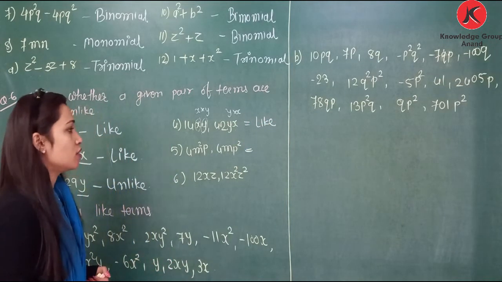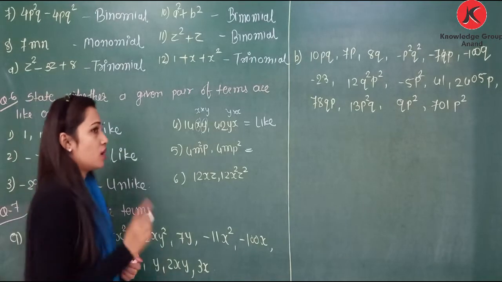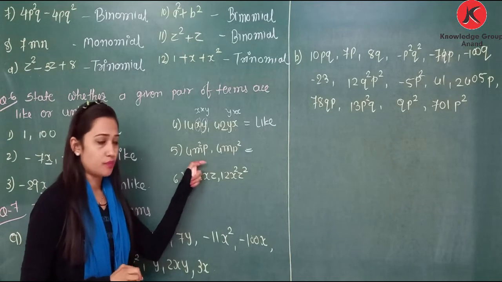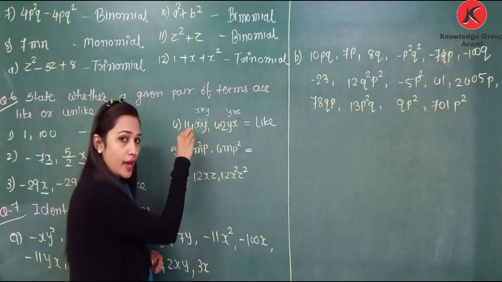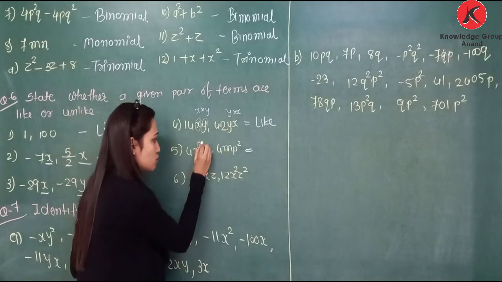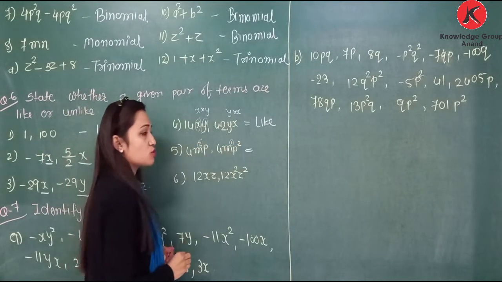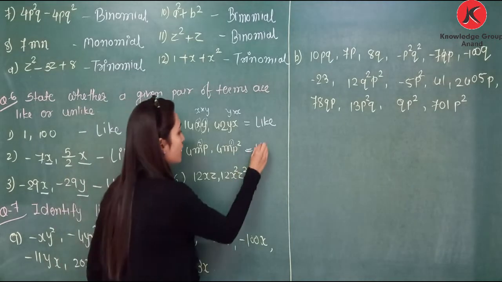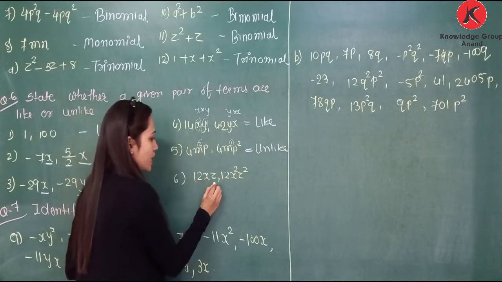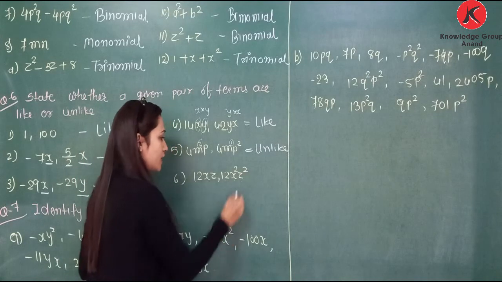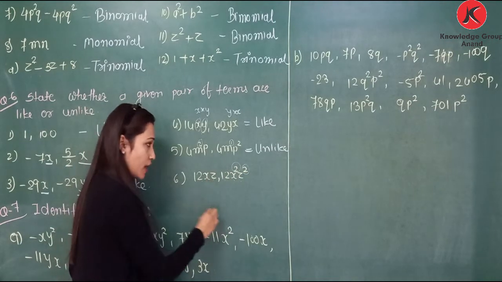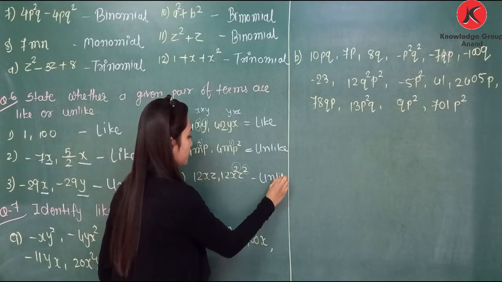4n square p, 4n p square. In like terms, the exponents must be the same. Here the exponent of n, you already learned about the exponent. So here n raised to 2 and here n raised to 1 only. So the exponents are different. So these are unlike terms. 12x square z square. Again here the exponent of x and z is 2 and here only 1. So these are unlike terms.